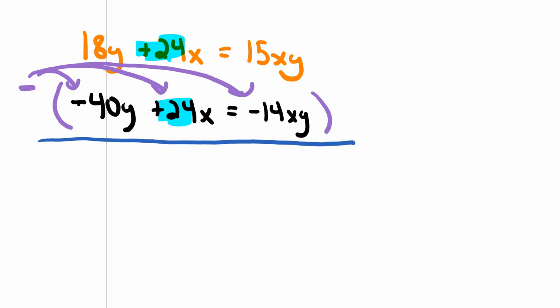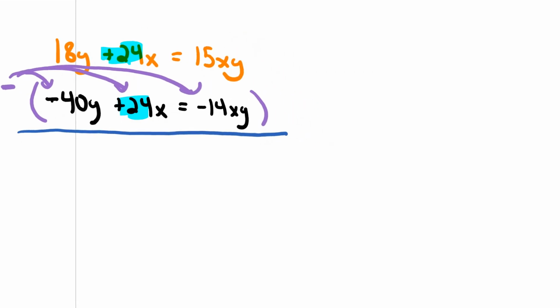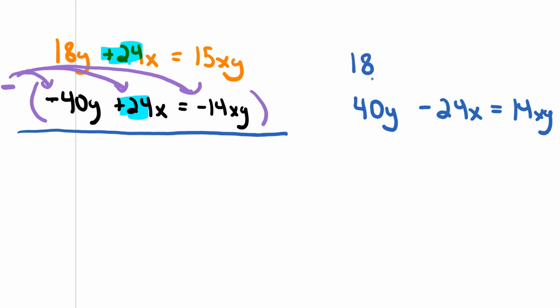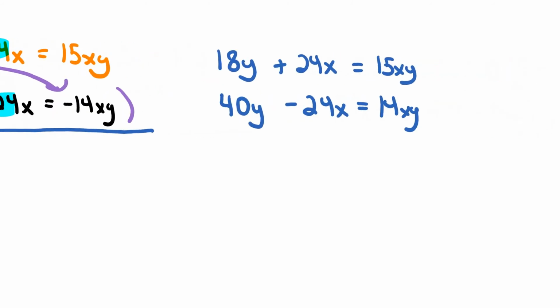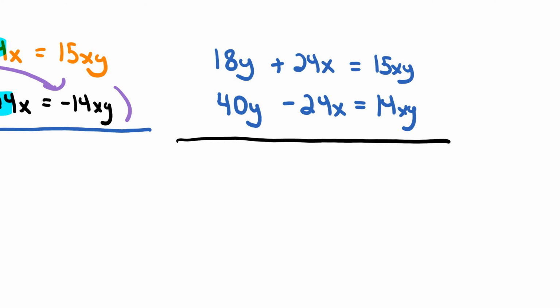And hopefully if you've done enough of these homework problems, you should be comfortable with that step. So you get 40y, and then negative 24x equals positive 14xy. And then right above it, I get 18y plus 24x equals 15xy. All right, now this is looking great because as you can see, I have a positive 24 and negative 24. So if I add them together, the x's should cancel off, right?